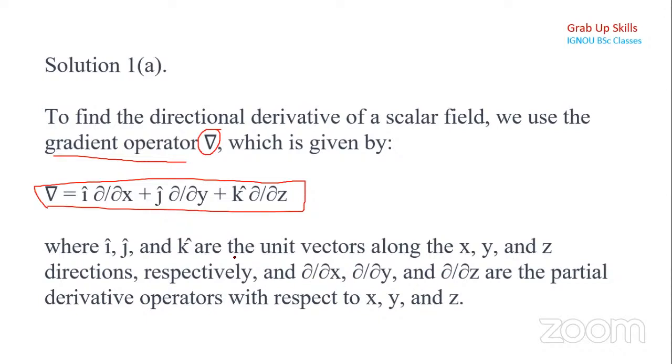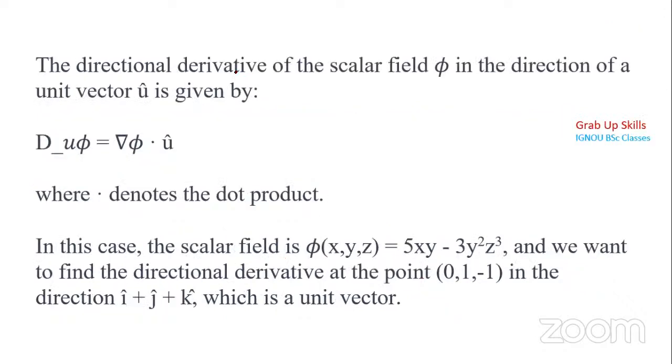So what is this dou by dou x? They are the partial derivative operators with respect to x, y and z. So i, j and k cap will be the unit vectors along x, y, z. Now the directional derivative of the scalar field, that is phi, in the direction of a unit vector u cap, what is the formula? D_u phi is equal to gradient phi dot u cap.